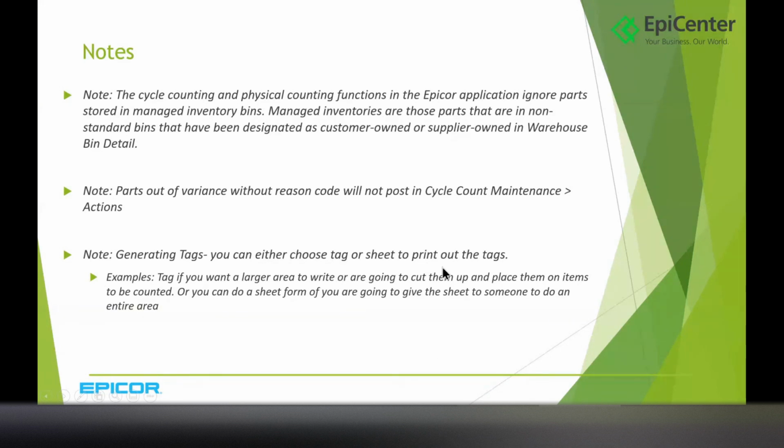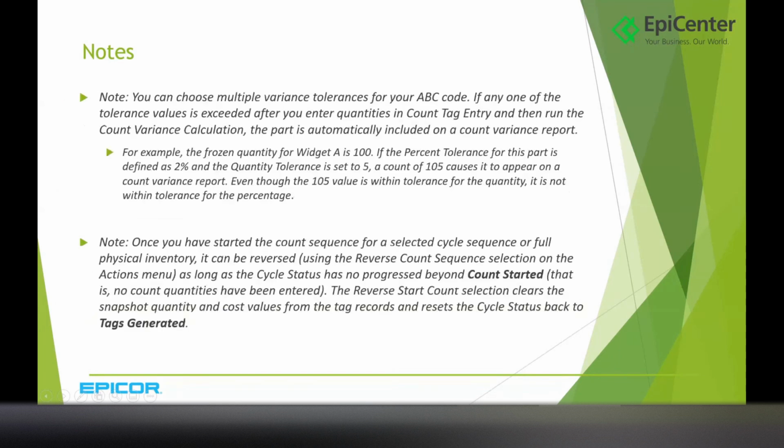Again, you can either use sheet or tag to print out the tags. If you do have multiple variances on your ABC code, if one or the other are out when the count comes, again, you need to enter a reason code. Either you're out of quantity or you're out of the price.